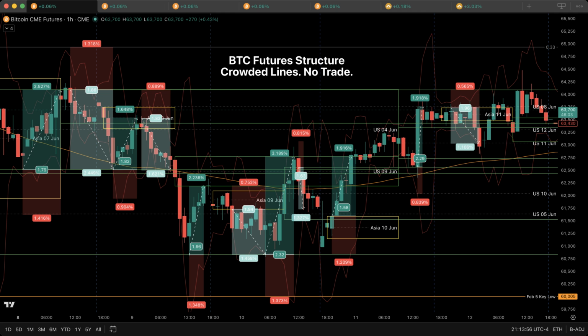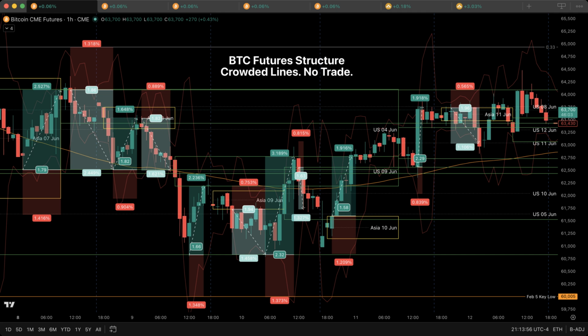June 8th U.S. session upper boundary. June 8th U.S. session midpoint. June 12th U.S. session upper boundary. June 12th U.S. session lower boundary. June 11th U.S. session lower boundary. June 10th U.S. session upper boundary. June 5th U.S. session upper boundary. Several of these lines are close.